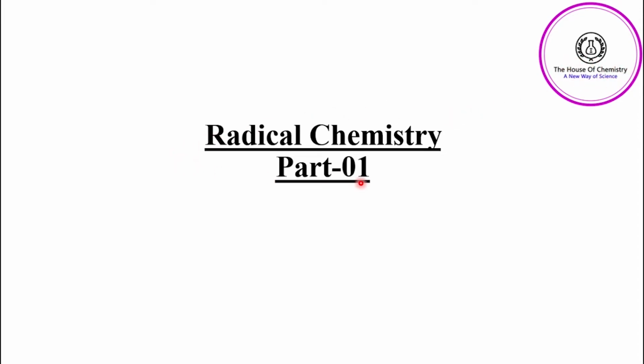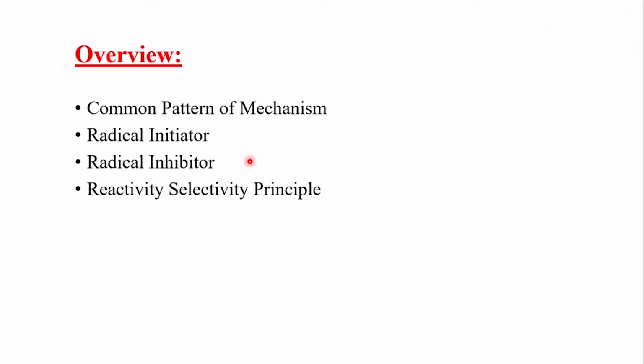Today's topic is Radical Chemistry Part 1. So, in this overview, we are discussing only four things. First one is common pattern of mechanism, second one, radical initiator, third one, radical inhibitor, fourth one, reactivity selectivity principles.